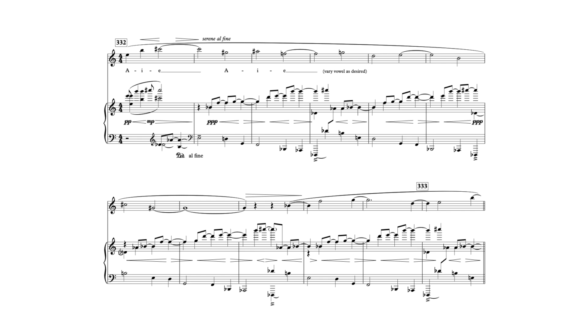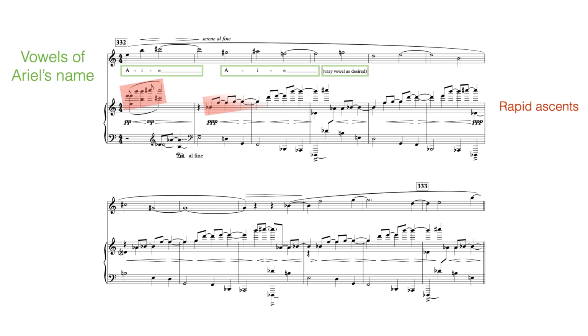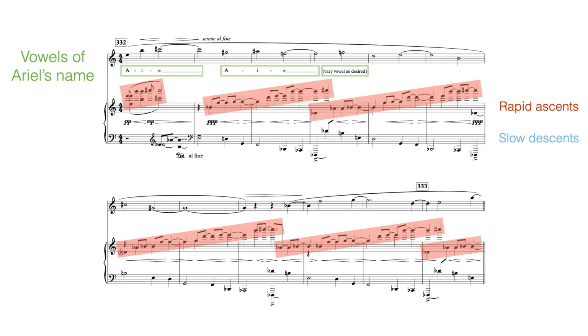set free. Ariel sings her pleasure in an extraordinarily high vocal register to an untexted vocalese whose vowels are the vowels of her name, A, E, E, from Ariel. The music is an ecstatic celebration of freedom amid accompanying lines that are rapidly ascending and slowly descending.